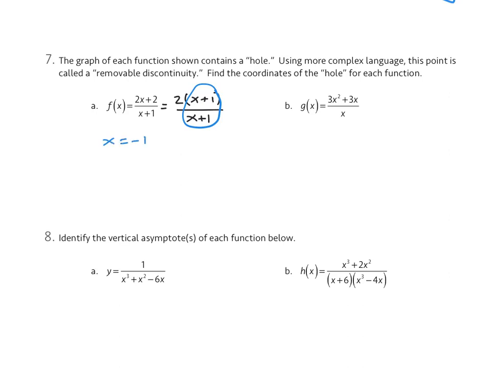To find the y value, just plug that into the original function. But if we look at our work, we get that it's 0 over 0 when we plug it back into the original function.